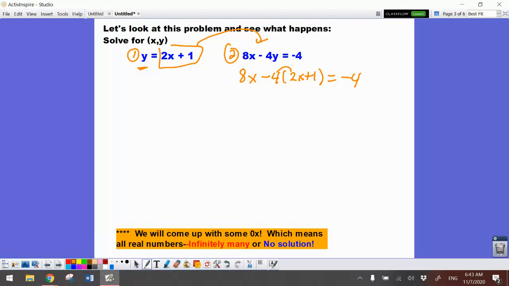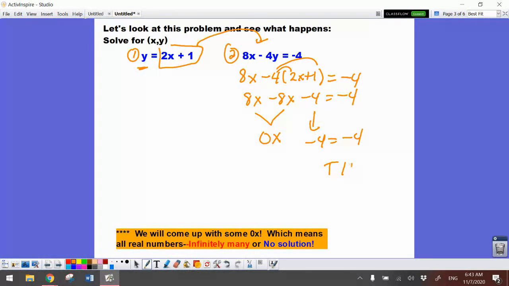All right, so distributing, I've got 8x minus 8x. Oh, that's going to trigger one of those again. A -4 and a -4. So again, these guys are the same, and I have -4 equals -4. Well, that's different than the one we just looked at, okay?